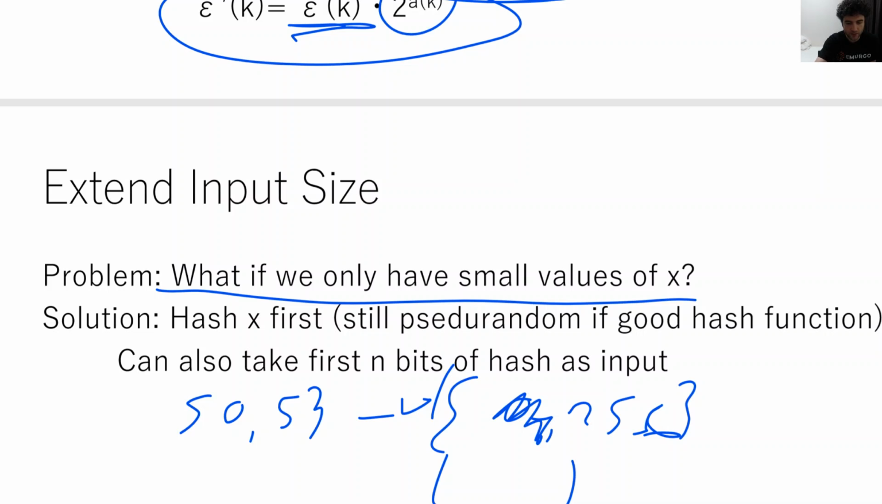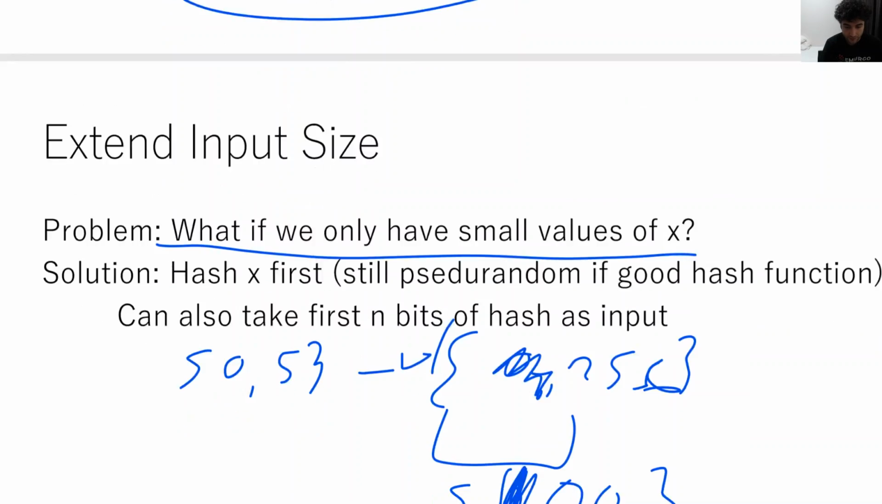So you would take the 256-bit number and chop off the first 100 bits to get your 100-bit input. And so that's how you would extend the input size for your VRF.